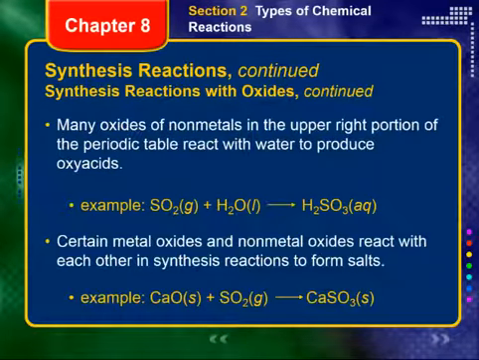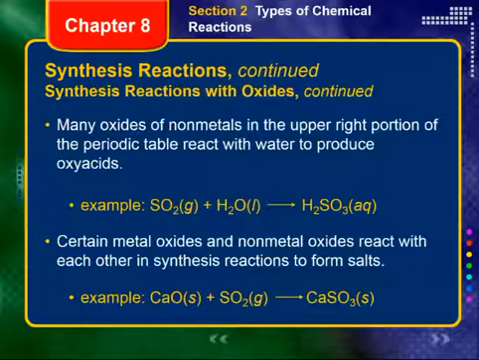Continuing on with synthesis, our last slide on synthesis reactions. Many oxides of nonmetals in the upper right portion of the periodic table react with water to produce oxyacids. Remember, an oxyacid is an acid that contains oxygen. For example, we have sulfur dioxide in water. Again, you're going to create sulfur dioxide by a synthesis reaction. But if you then react that sulfur dioxide with water, you're going to get an acid, specifically an oxyacid. In this example, this is going to be sulfurous acid, because that's a sulfite.